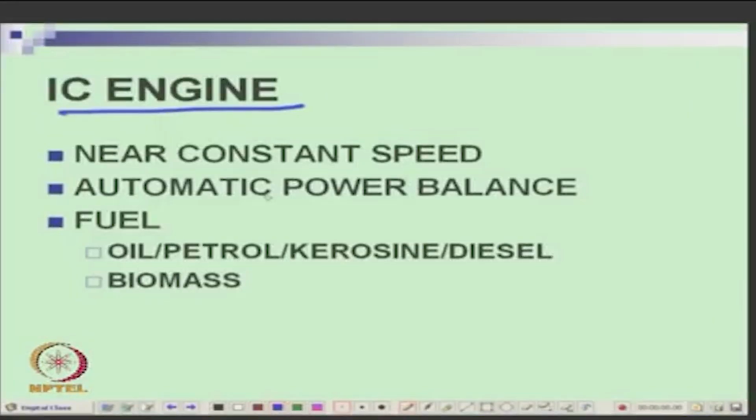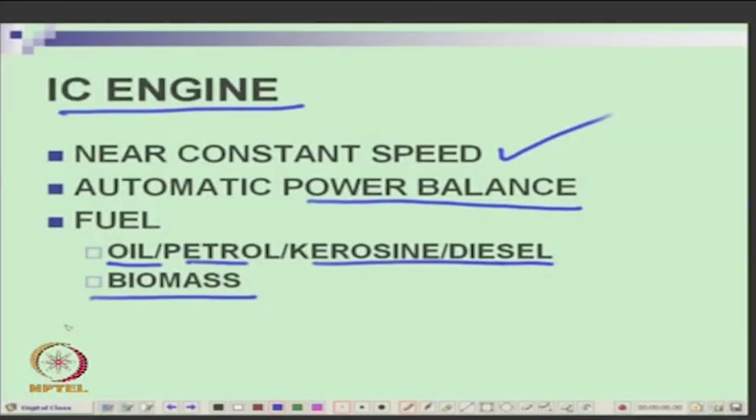One of the special features of an engine is that it is nearly constant speed. The engine has an internal governor system, so constant speed is maintained. There is some automatic power balance. When you drive a car, if you require more power, it will draw more fuel and give you that, isn't it. The fuels are typically oil, petrol, kerosene, diesel and bio. Future may be this only. Now, you have to design your generating systems for this constant speed automatic power.